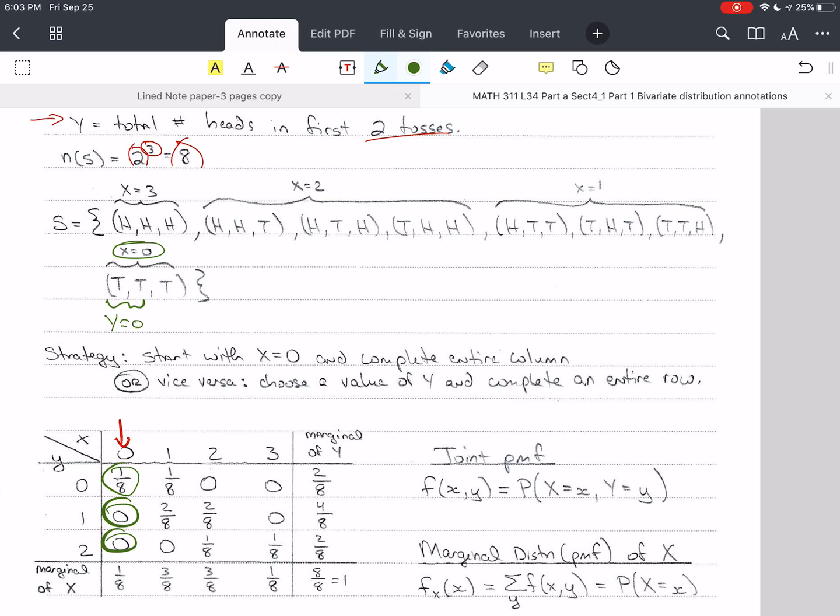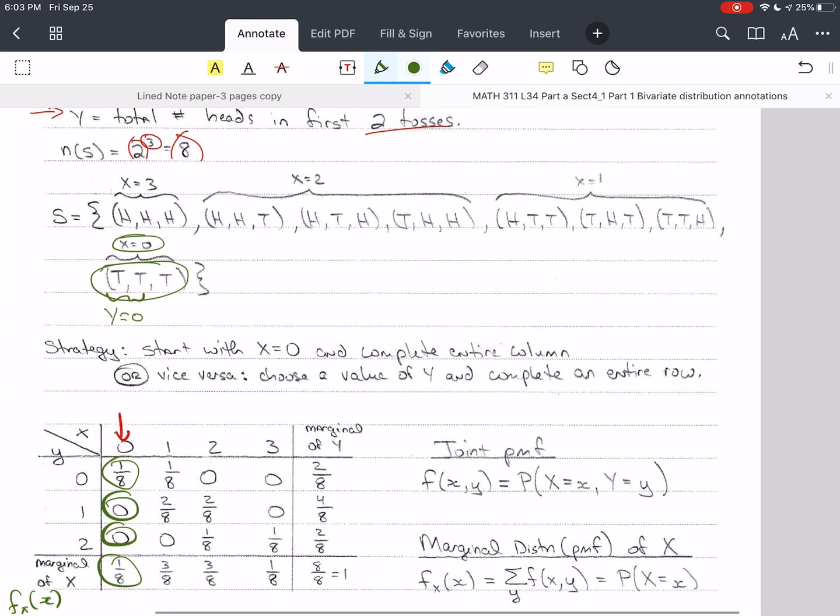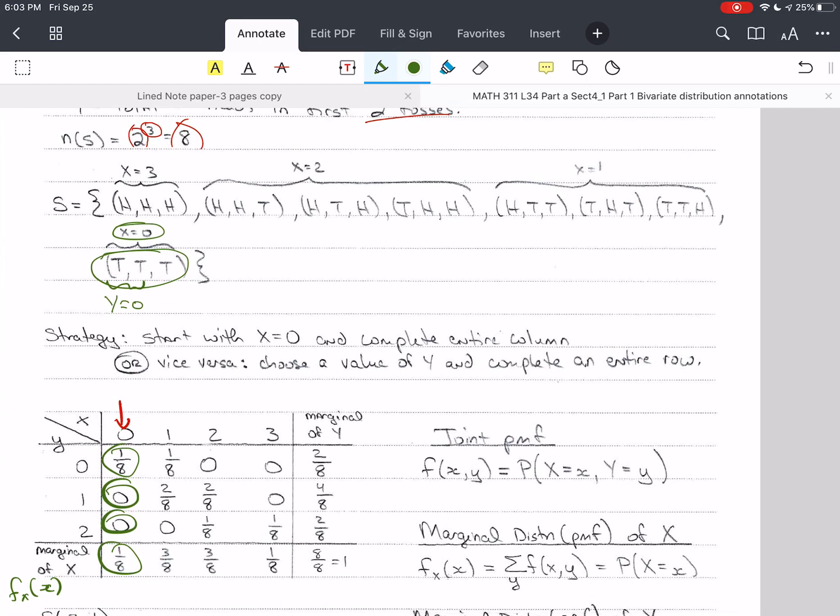And if I'm just looking at x equals 0, the probability that x equals 0 is 1 divided by 8, that's here. And this is going to be my marginal, what I call the marginal distribution of x, okay, in the margin of the table. Now, I go to x equals 1, and here I have y equals 1. Here I have y equals 1. Here I have y equals 0.